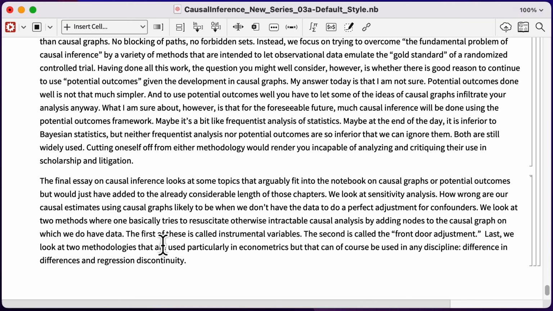Okay, so what's left? We've got one more video on causal inference. It's going to look at some special methods in causal inference, two that are used in econometrics, one of which I'm very fond of. One is difference in differences, and the other, which I really like, is called regression discontinuity. We'll see those in our next video.